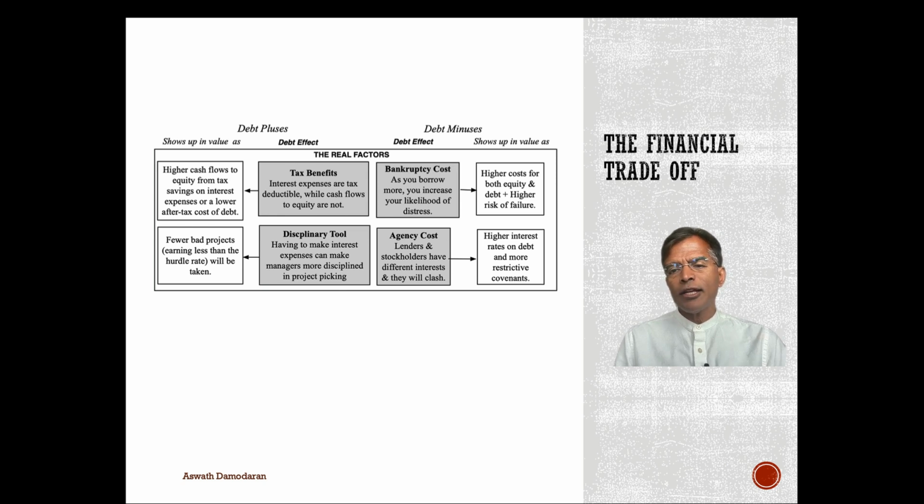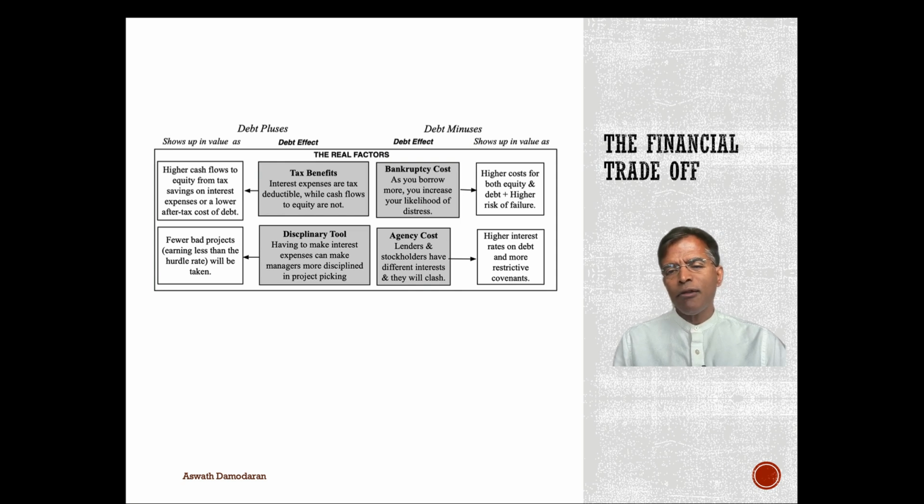If you took away the tax benefits of debt, the biggest reason for borrowing money would go away. And that tax benefit comes from what's in the tax code. Interest expenses are tax deductible. Cash flows to equity have to come out of after-tax cash flows. There are some parts of the world where this is not true. In much of the world, though, this is true. And the higher your tax rate, the greater the tax benefit to borrowing.